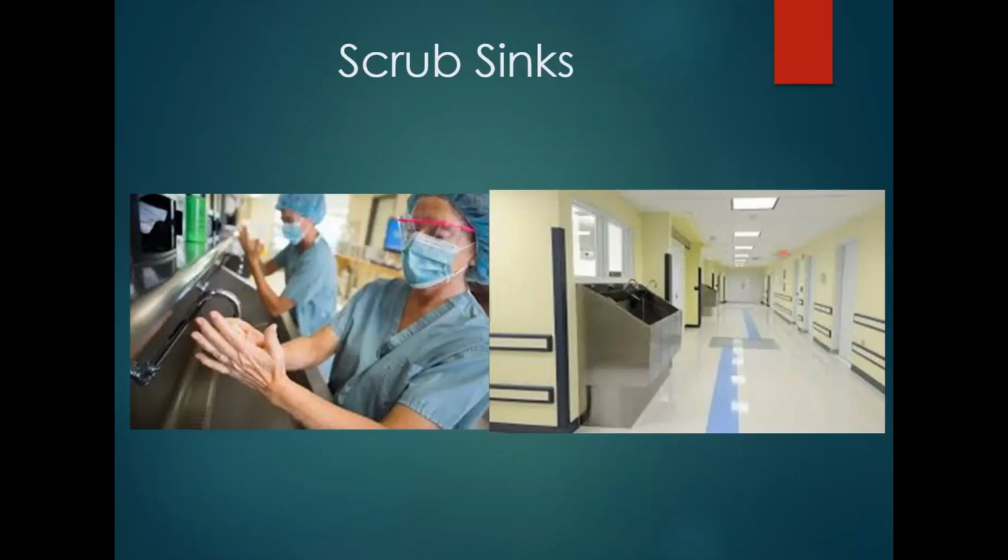Now, the scrub sinks. You'll notice in most ORs, the scrub sinks are located right outside each OR room. This is so that you can easily scrub your hands and proceed directly to the OR after your surgical hand scrub. What we don't want is for you to scrub 20, 30 feet away and then have to walk down the entire hallway to get to your OR, right? You run a higher chance of contaminating your hands or coming into contact with somebody touching your hands. So they're located right outside the ORs.